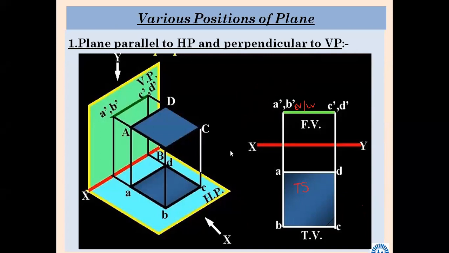Note this down, or you can write it. If a plane is parallel to HP and perpendicular to VP, are you getting this? First type of plane: the plane which is parallel to HP and perpendicular to VP. As it is perpendicular to VP, it will show its point view or edge view. And as it is parallel to HP, it will show its true shape. So either you can take a screenshot or you can draw.